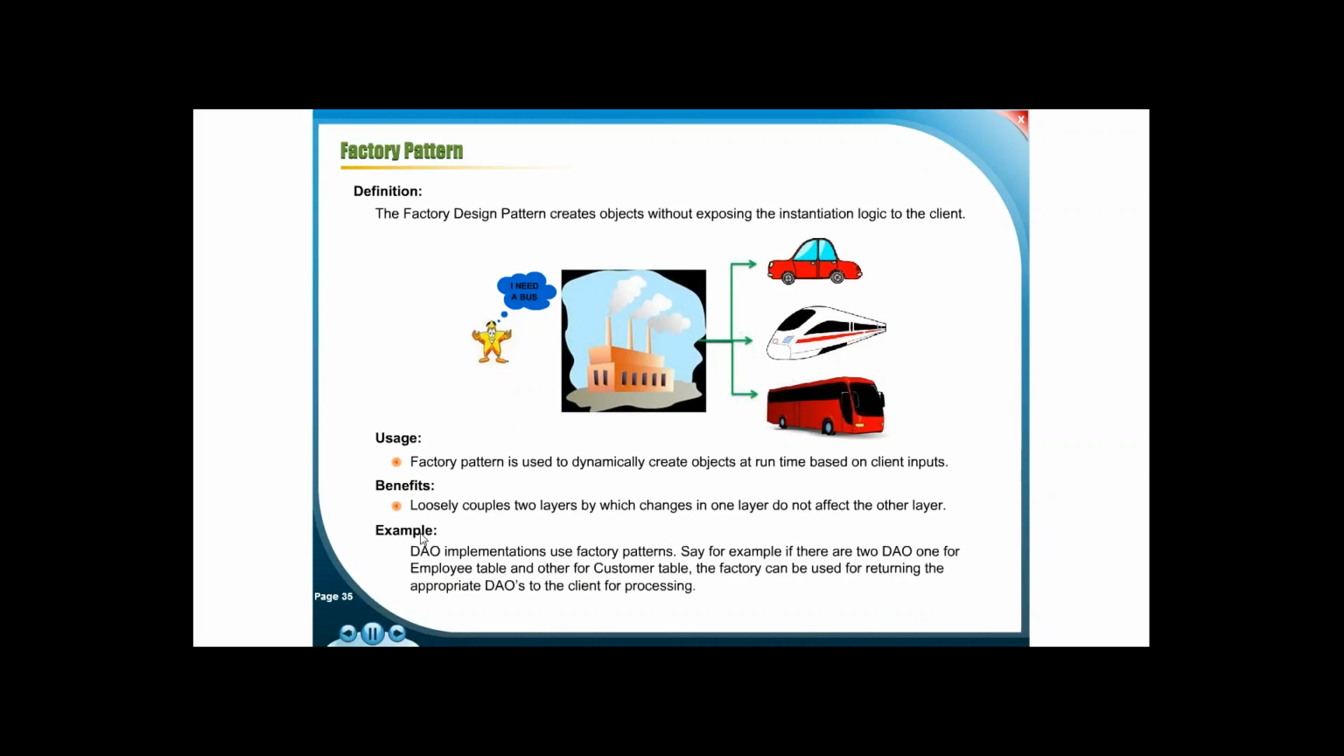Then, for example, DAO implementations use factory patterns. For example, if there are two DAOs, one for the employee table and the other for the customer table, the factory can be used for returning appropriate DAOs to the client for processing. That's what. If the client is asking for employee, then the employee DAO will come into the picture. If the client is asking for customer, then the customer DAO. Got it?